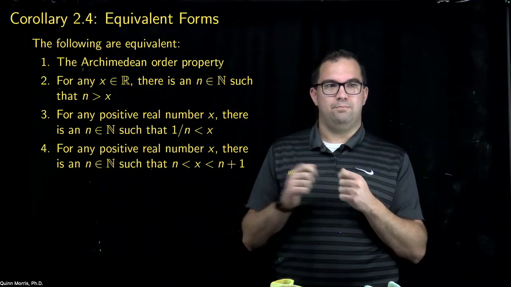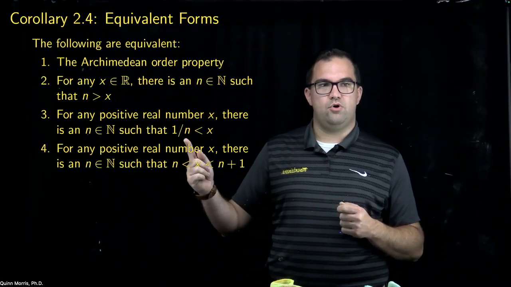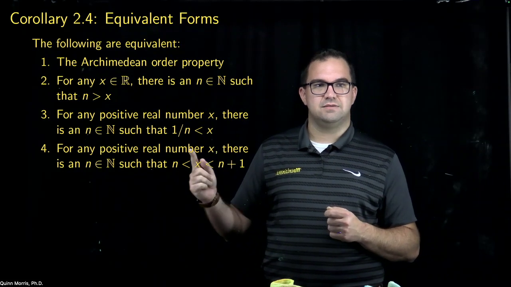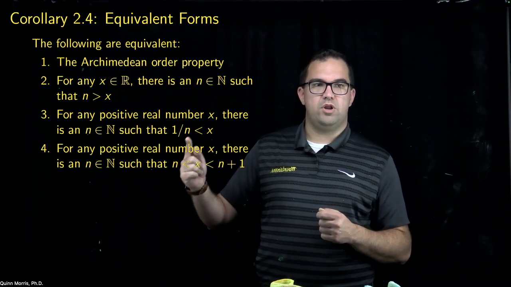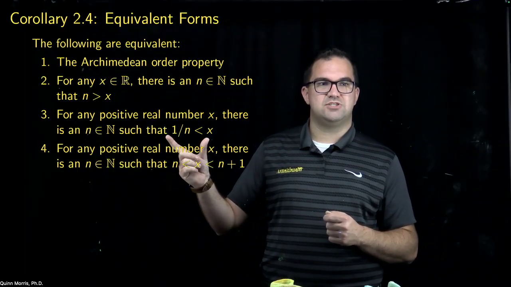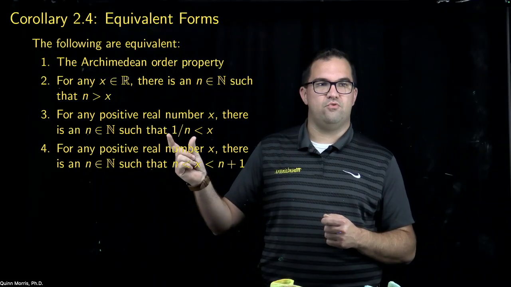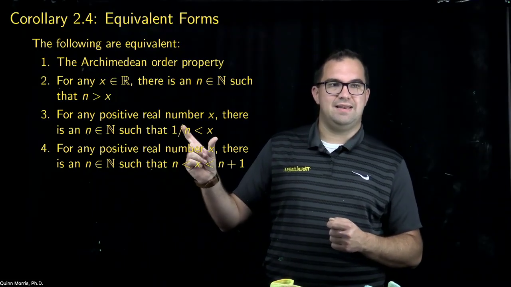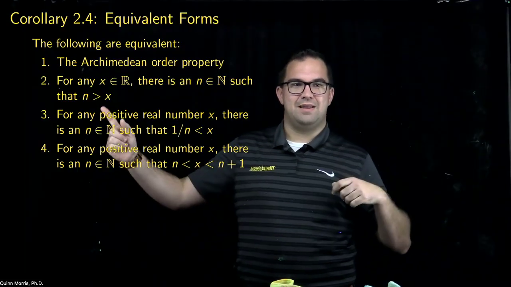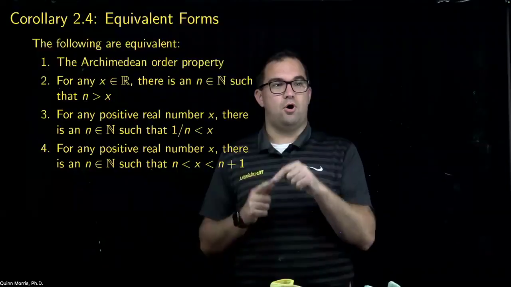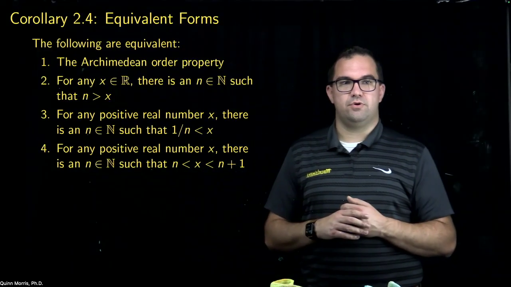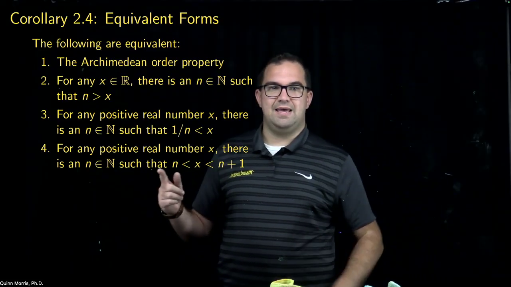This is sometimes called the squeezing principle, because if you think about this, no matter how small x is positive, 1 over n is always going to be positive. So what we're saying is no matter how small x is, you can always squeeze in a number of the form 1 over n between 0 and x. So you can make n bigger than x if you want, or you can make 1 over n smaller than any x.